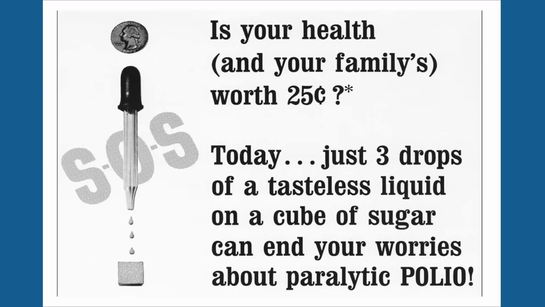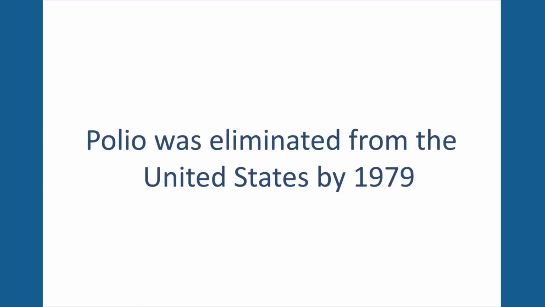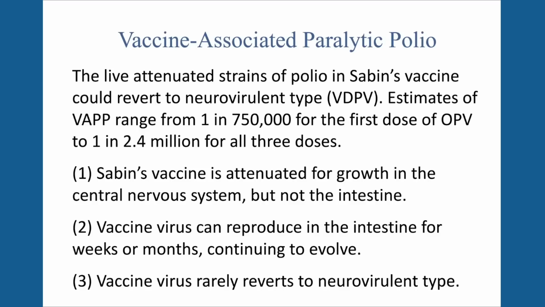It wasn't a shot. It was just given as drops initially on a sugar cube and then ultimately just drops in the mouth. And so because of this, because of Albert Sabin's vaccine, we were able to eliminate wild-type poliovirus from the United States by 1979.